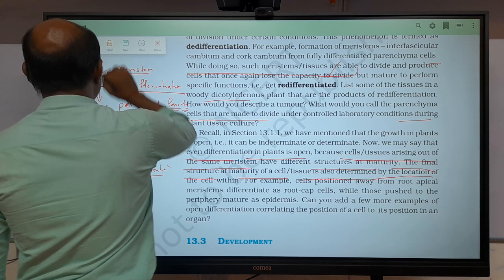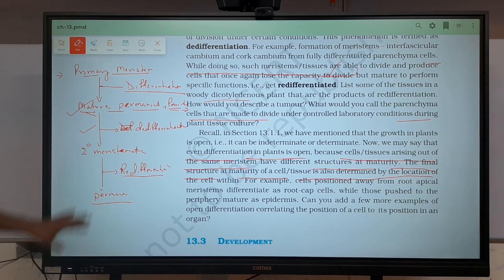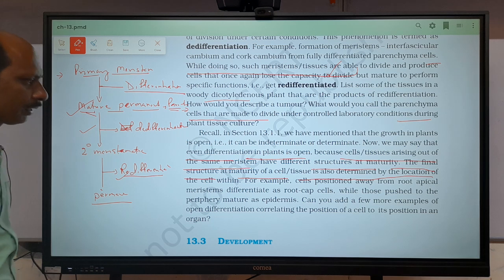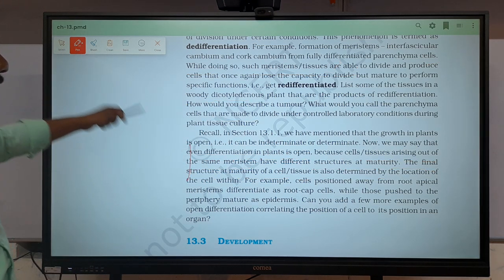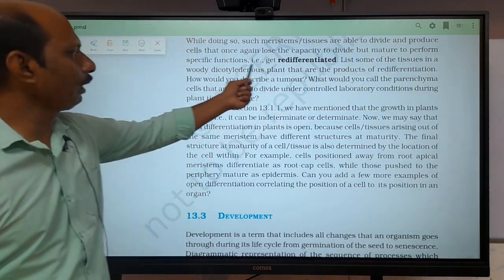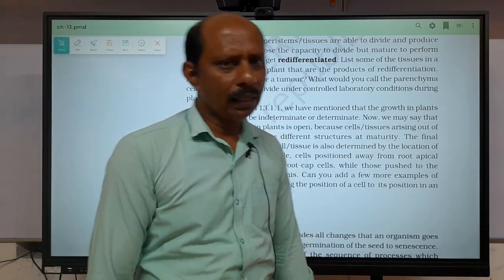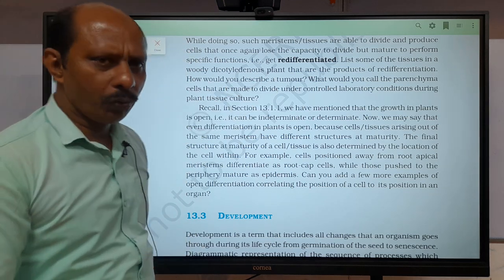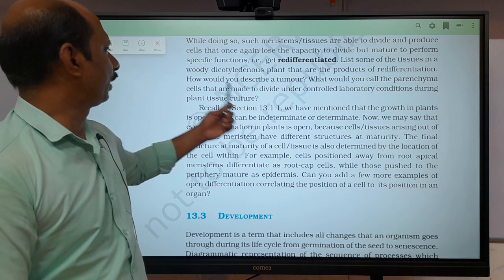What is given here? Look, this meristematic tissue once again converts into permanent tissue, and this is called re-differentiation. These cells once again lose the capacity to divide but mature to perform specific functions; that is called re-differentiation. As for example, secondary phloem and secondary xylem are examples of re-differentiation. Consider some tissues in a woody dicotyledonous plant. The wood is the product of re-differentiation. Bark is the product of re-differentiation, right?